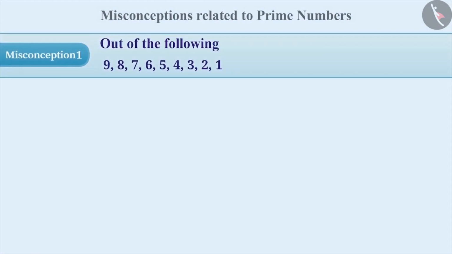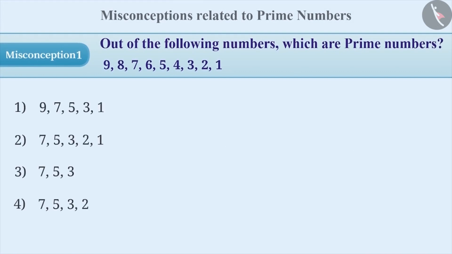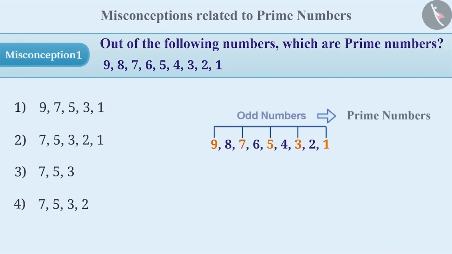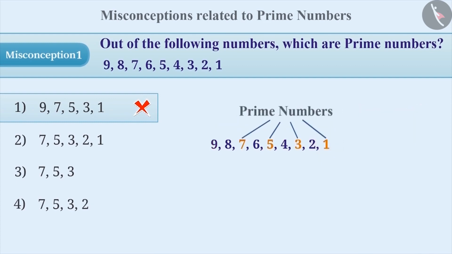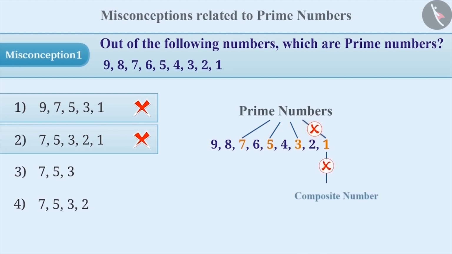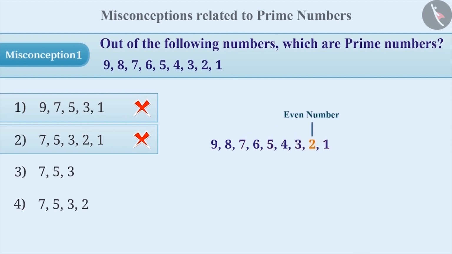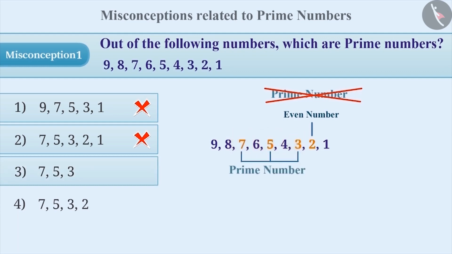Misconception 1. Out of the following numbers, which are prime numbers? Sometimes, odd numbers are mistaken as prime numbers, and this understanding leads to incorrect answer option 1. Similarly, 1 is also mistaken as a prime number, and this leads to incorrect answer option 2. 1 is neither a prime nor a composite number. Since 2 is an even number, it is assumed that it is not a prime number. From the given numbers, only 7, 5 and 3 are considered as prime numbers, which leads to incorrect answer option 3.